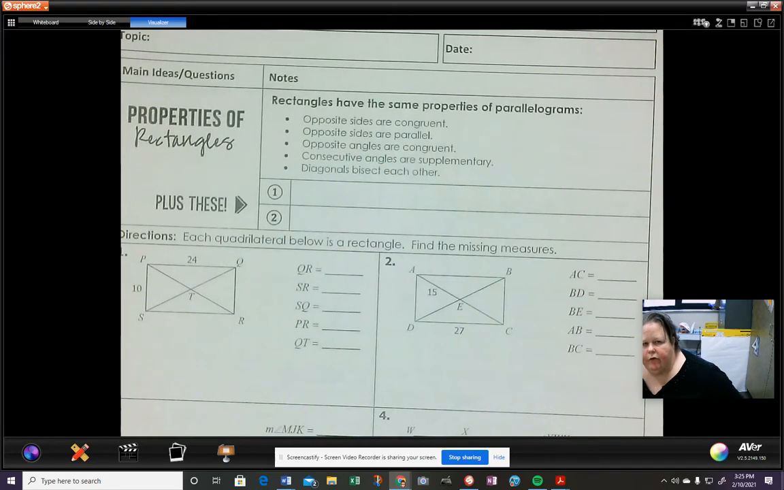Hey folks, it's me, Miss Rogers, and here we are talking about properties of rectangles. This is our number 2 quadrilateral that we're going to talk about.